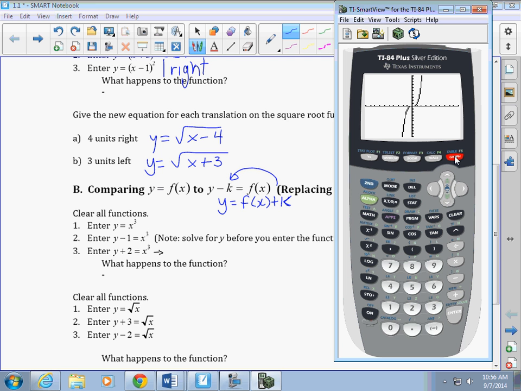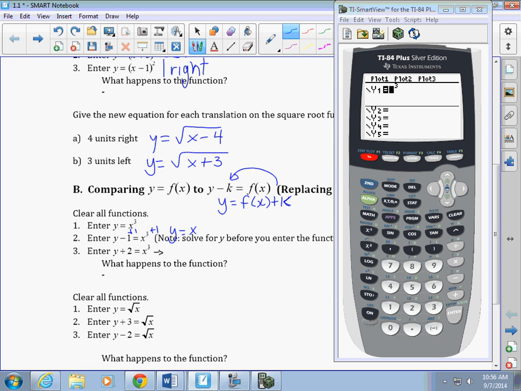So if I change that to y minus 1 is equal to x cubed, it says, note, you have to solve for y before entering this into the function. I can't put y minus 1 into my y equals here. I can't go to the left there and try to stick in a minus 1. So I have to add 1 and move that over to the other side. So what I have is y is equal to x cubed plus 1.